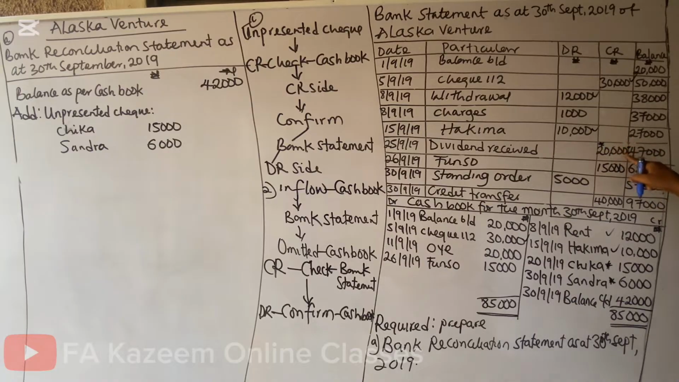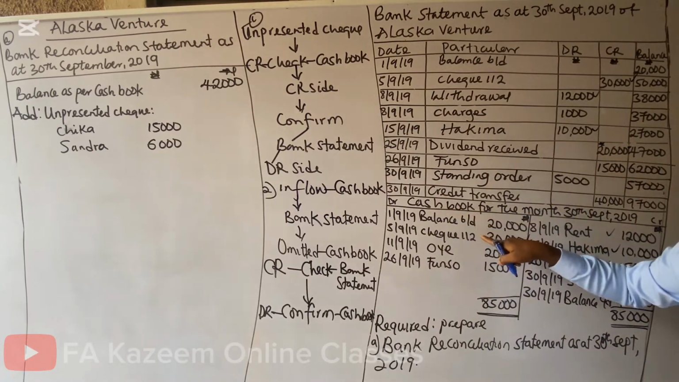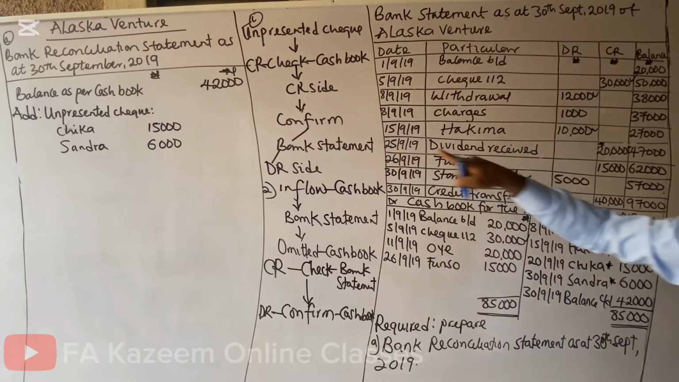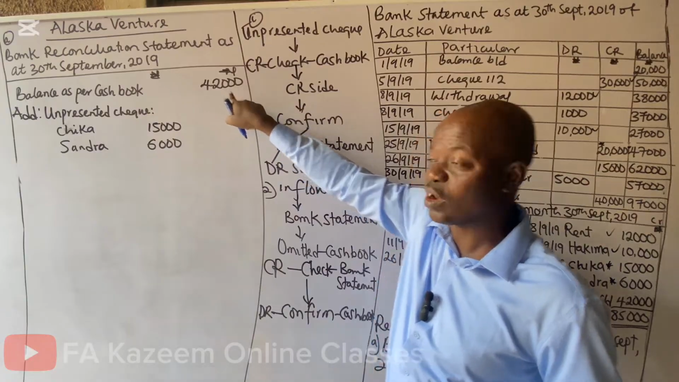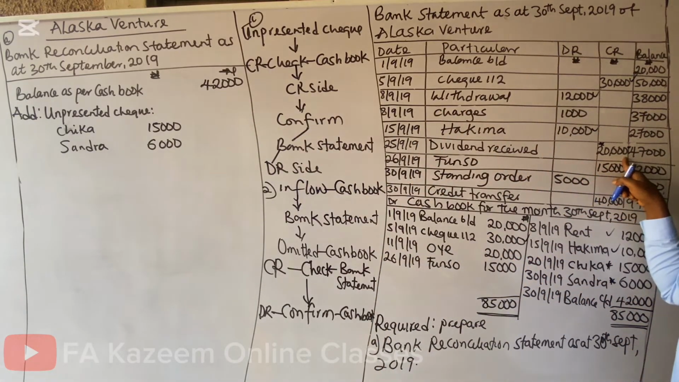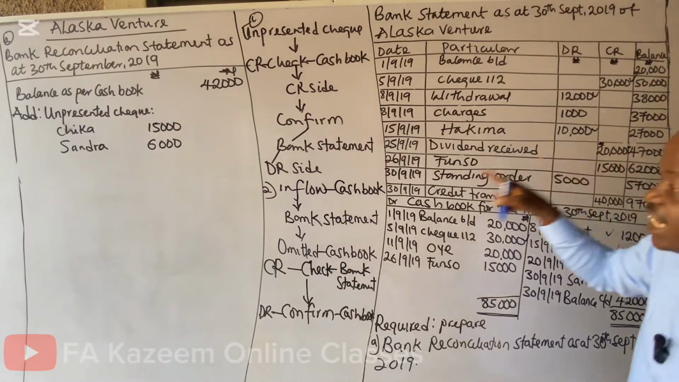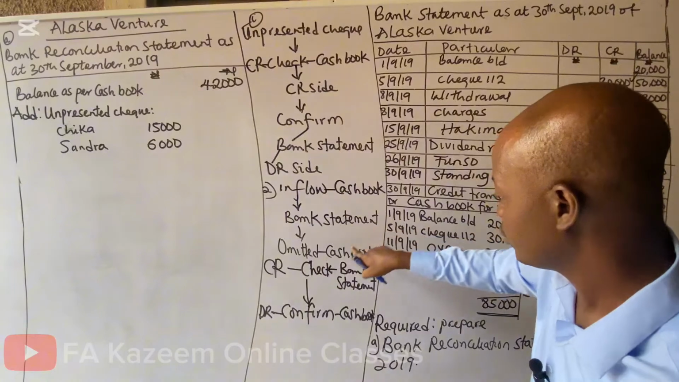It was reported in the bank statement as an inflow, but it was not reported in the cash book as what? An inflow. Meaning this balance is wrong. Because if it had been reported, this balance would have included this 20,000 naira, which would have made the balance 62,000. What do we do? All the inflow in the cash book that has been what? Omitted.